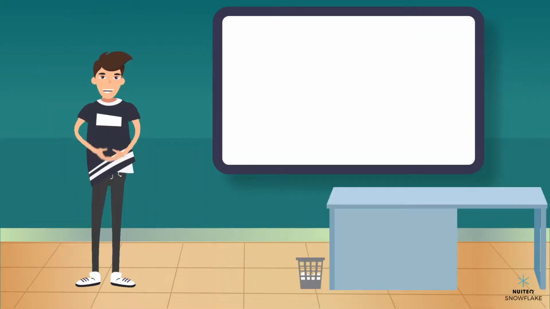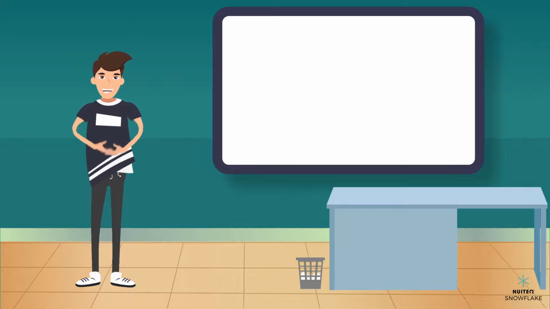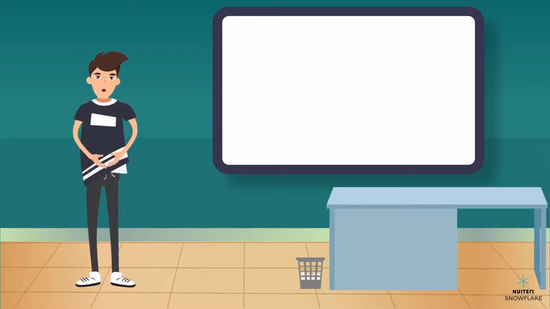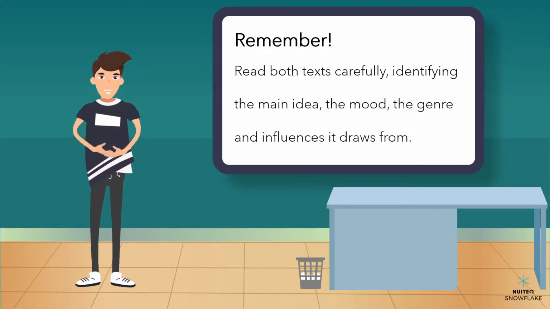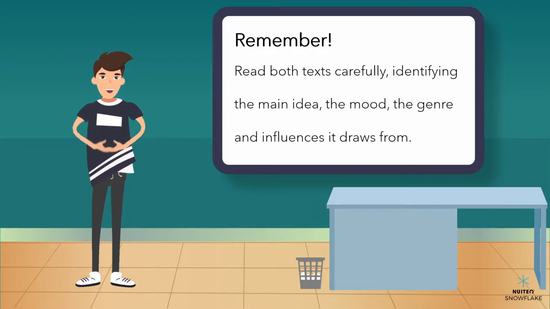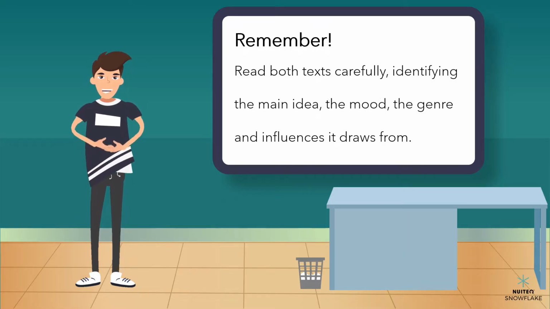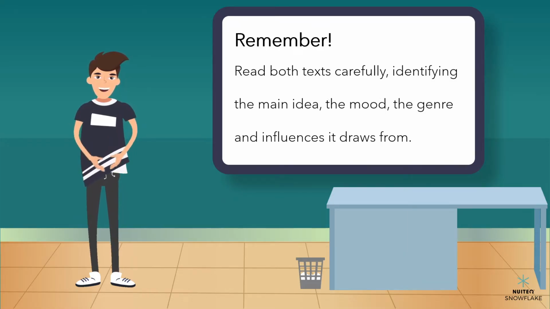These are just some basic similarities and differences between the two texts. When you write an analysis of two texts for school, you will develop these ideas further, and explore other themes and how the authors present them, for example how the texts are structured. But remember, you need to read both texts carefully, identifying the main idea, the mood, the genre, and influences it draws from. If you do those things, you will have a great ground on which to expand in your analysis. Have fun!